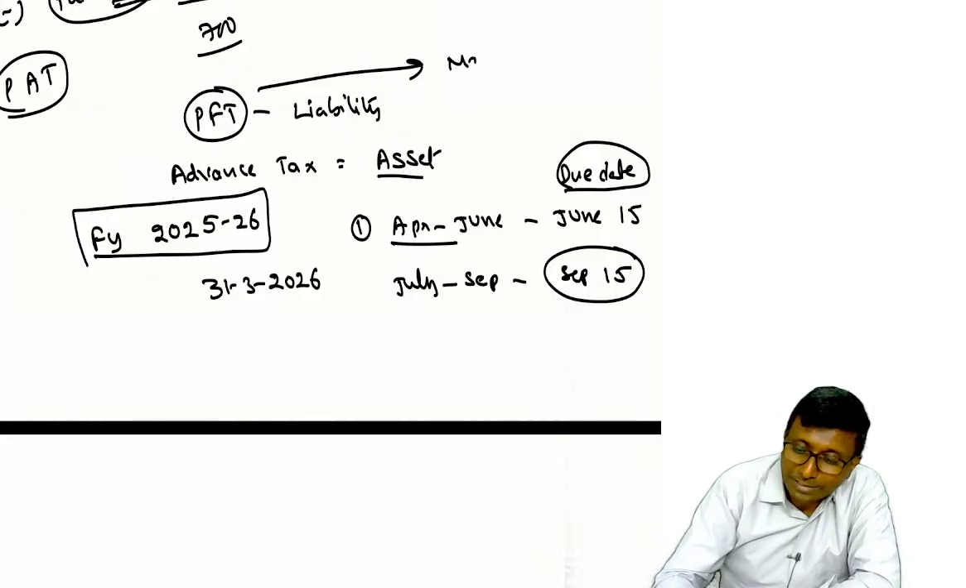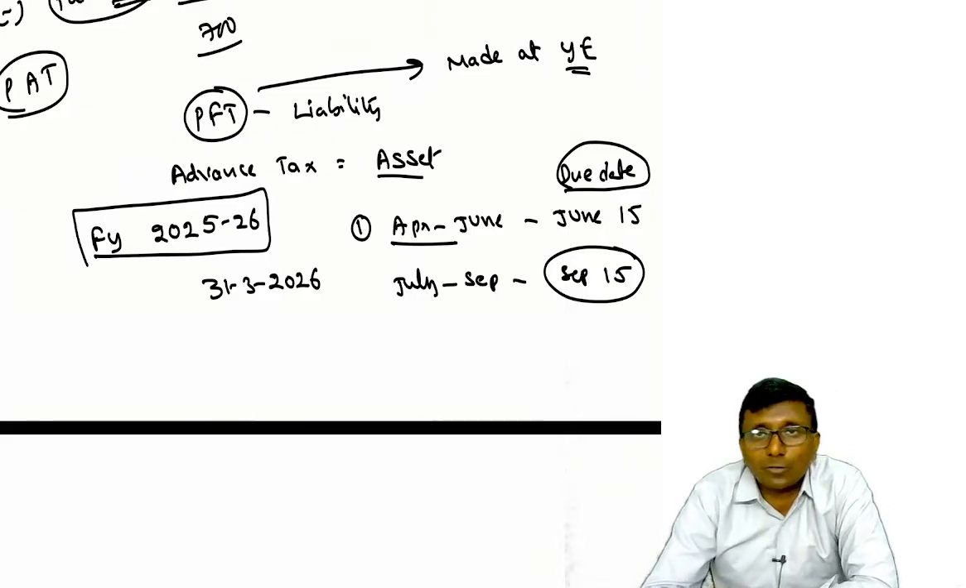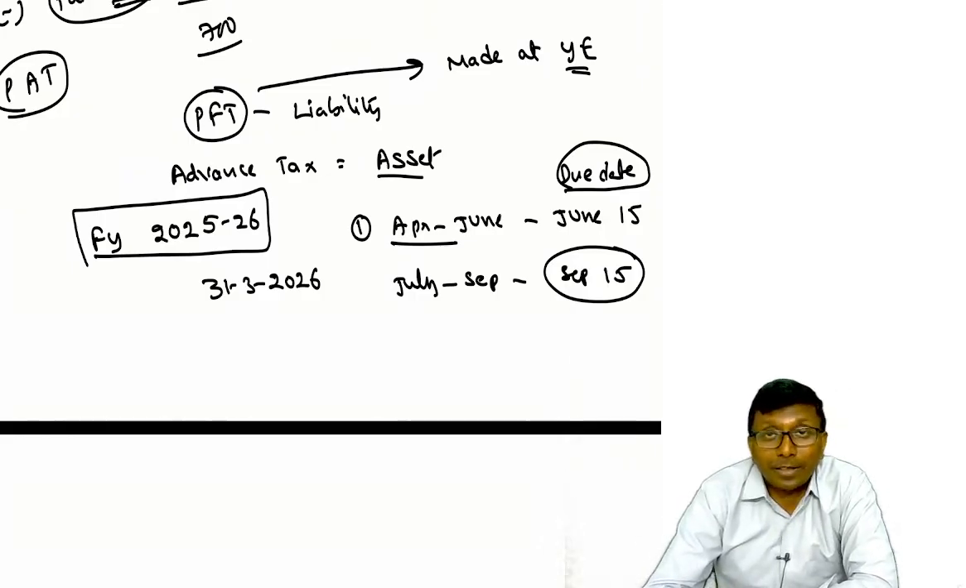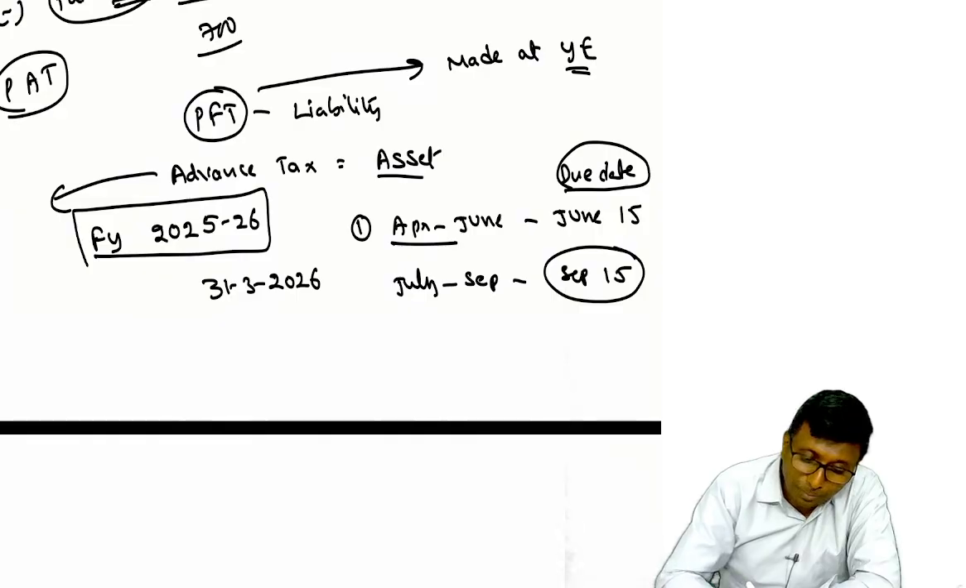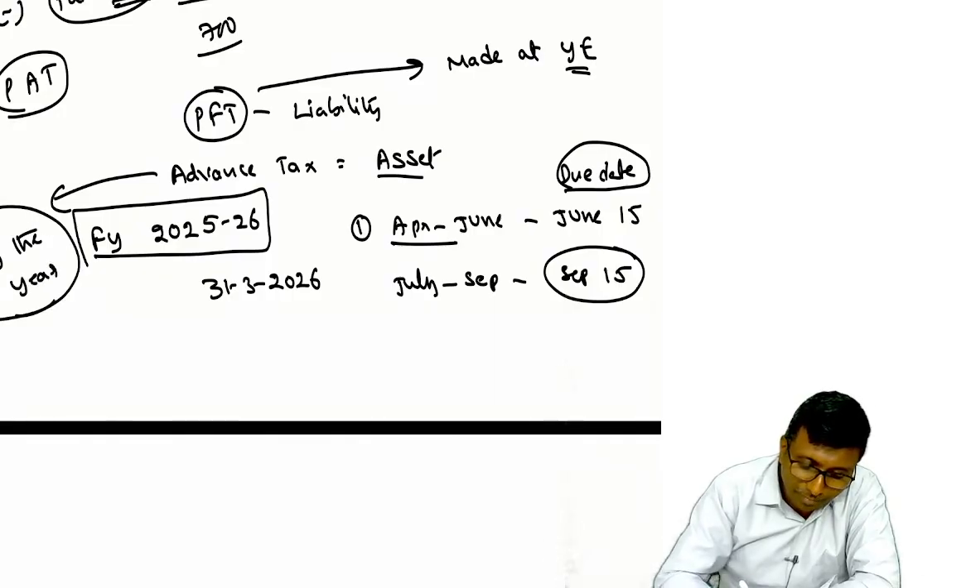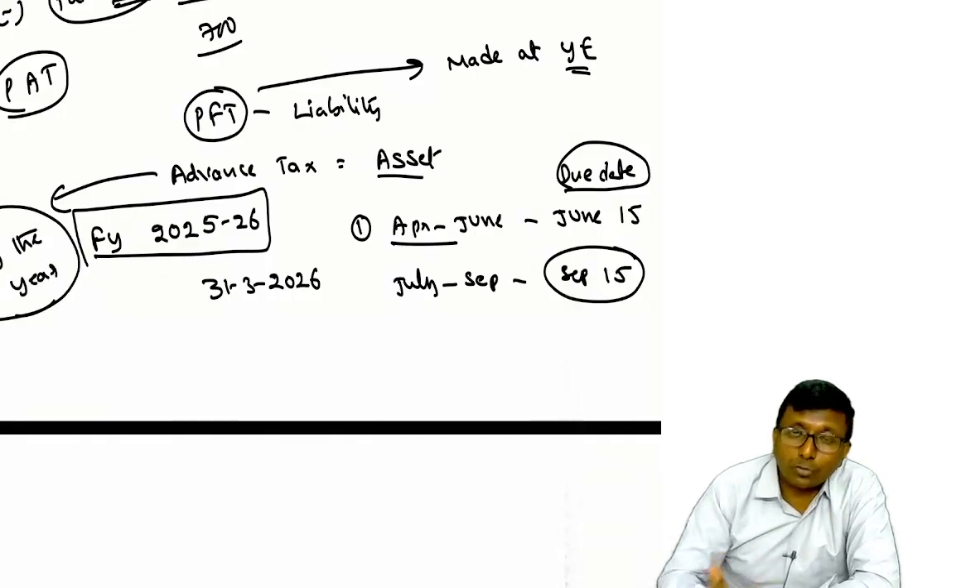Provision for tax is made at the year end. On 31st March or later after 31st March, we will make a provision for tax. But advance tax, when do you make a payment? We pay during the year, not at the year end. This is practically. Got it? So first you will make a payment.